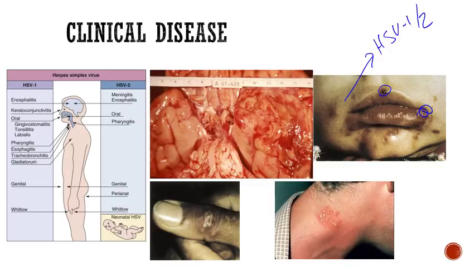Okay, herpetic keratitis isn't on here. It's almost always limited to one eye, and it can cause recurrent disease, which leads to permanent scarring, corneal damage, and blindness. So keep that in mind. That's one you want to keep track of.